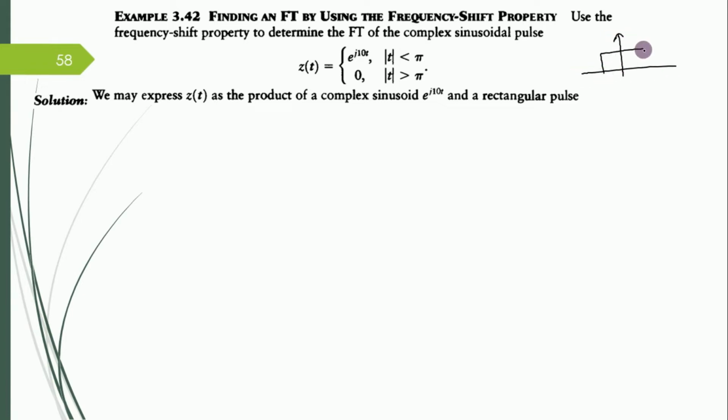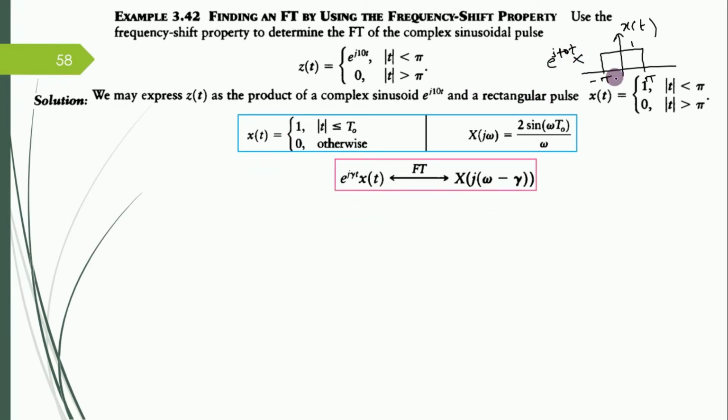a rectangular pulse from minus pi to pi with amplitude 1. Let me call it x of t. Now I multiply it with e raised to j 10t. So I take x of t separate and e raised to j 10t separate. So z of t is the product of e raised to j 10t into x of t. This is how I am taking it, because I can apply the frequency shift property very easily. And for x of t, the rectangular pulse, its Fourier transform we already know.